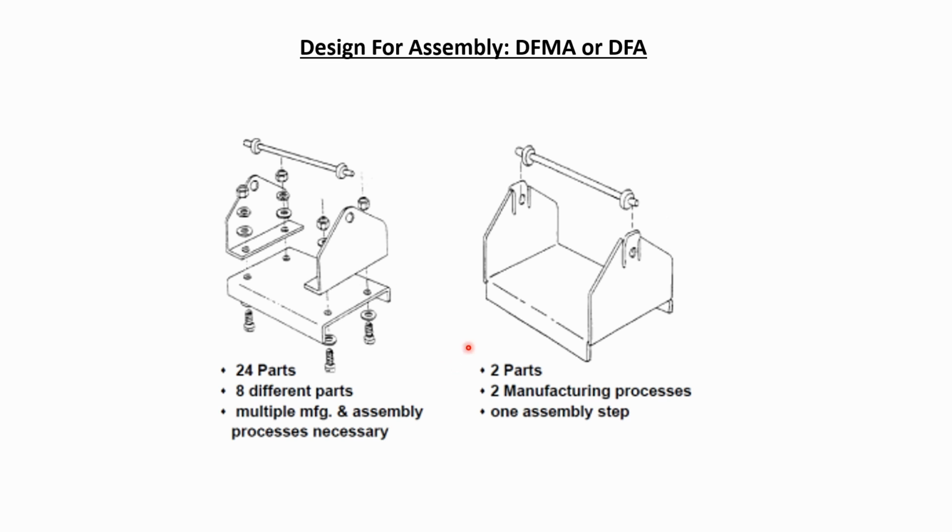For example, the representation on your screen right now shows how the original design had 24 parts. It has been redesigned to have only 2 parts. It also had 8 different parts with multiple manufacturing and assembly steps, and the new one has only 2 manufacturing processes and 1 assembly step. A later video is going to cover the DFMA. For now, we're only covering the DFM.